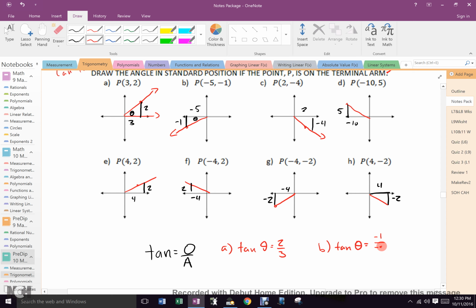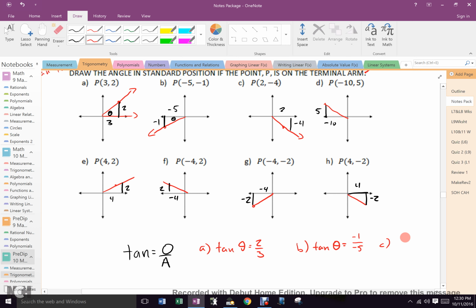What is the tan of theta in B? -1/-5, which we'll just leave like that for now. Trust me on this, we'll come back to that. C. What is the tan of C? -4/2. And what is the tan of D? 5/-10.